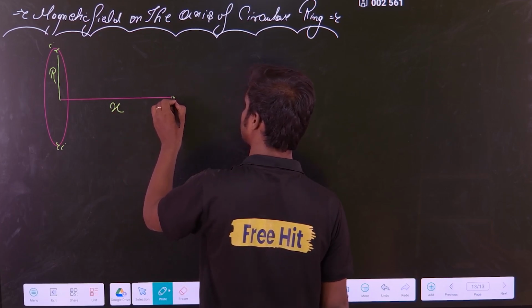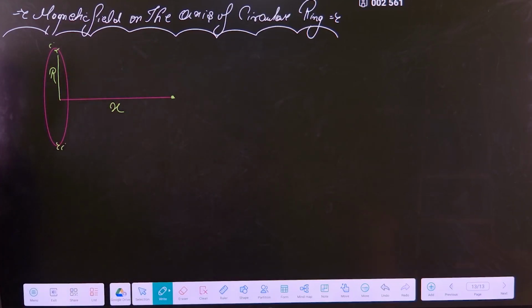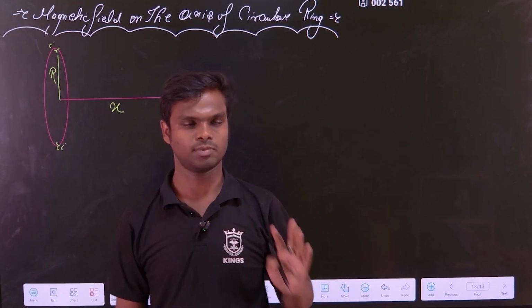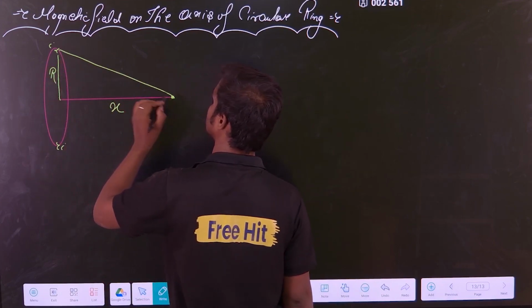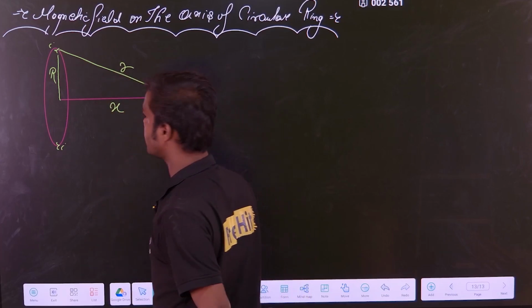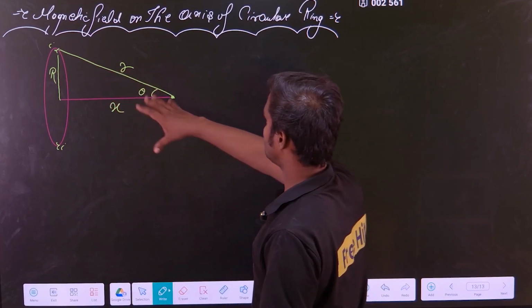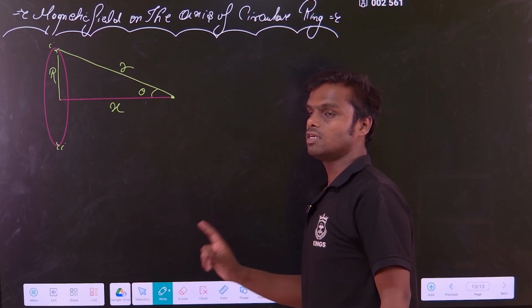Correct? What is a simple method to do this? First you have to find dl cross r. Start by finding the direction of the magnetic field at this point. That is my simple approach. Suppose this distance is not x, because x we have already taken. Suppose this is a small r, and suppose this angle is theta. By the Biot-Savart law, the direction should be dl cross r.